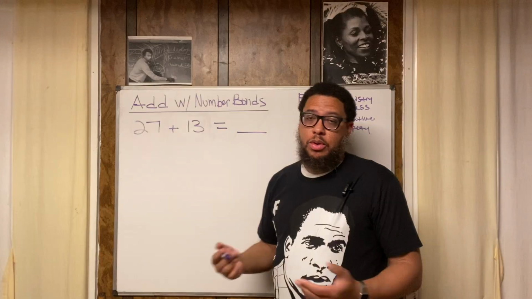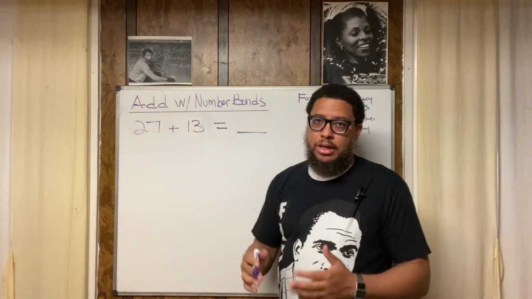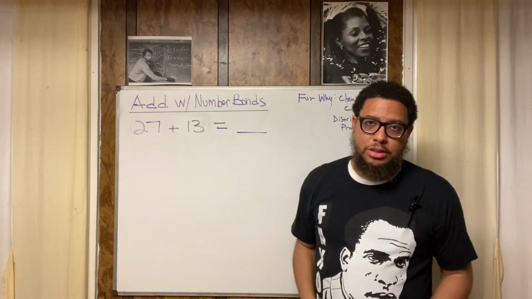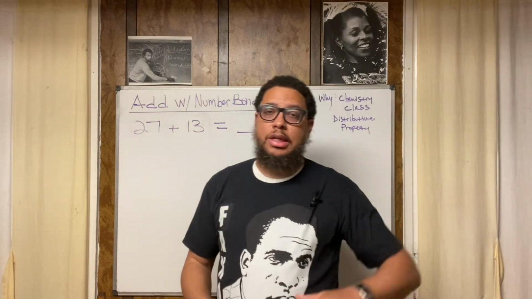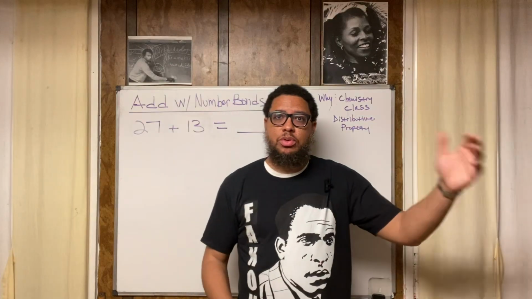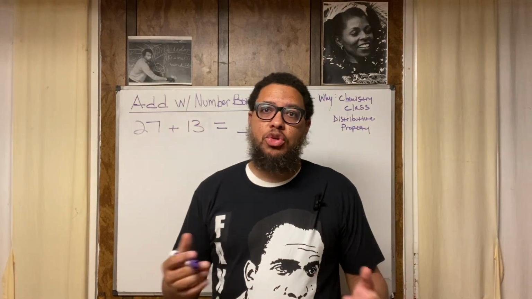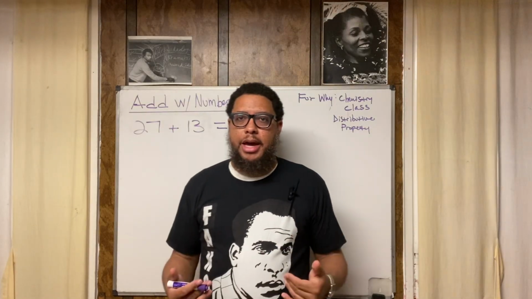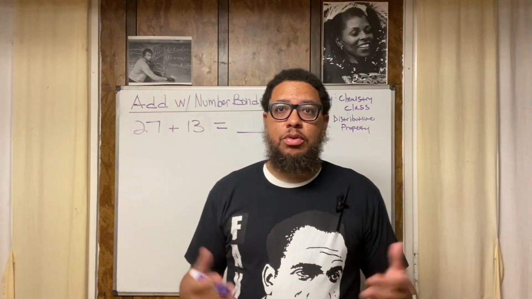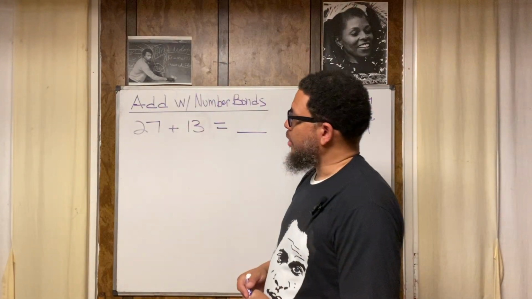All right, so what we're doing today is adding two-digit numbers using number bonds. This is helpful because it's going to prepare young children for later when they're in a chemistry class, dealing with chemical bonds. Also, it's preparing them for using the distributive property, how they're going to decompose or break numbers down so they can do mental math using multiplication or addition with large numbers. All right, that's just two benefits. So now, how do we do this?